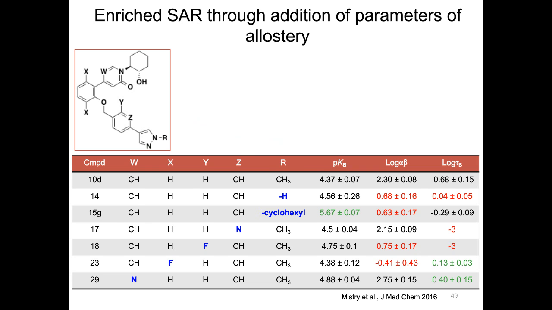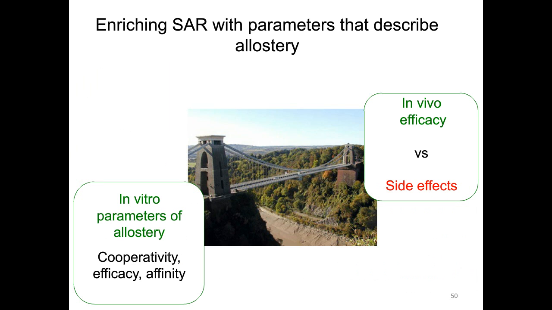So as we have seen, we can enrich structure-activity relationship studies with these different parameters that describe the action of an allosteric ligand in an in vitro system. The key next step, then, is to see how these different parameters might predict the in vivo action of such a modulator. This approach can allow us to answer some key translational questions.